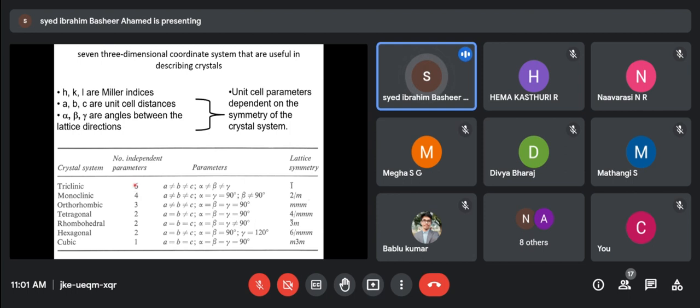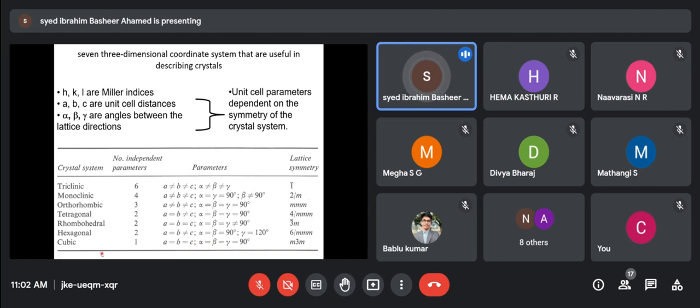Okay, so only for this crystal you have to collect for the entire 360 degrees. If you go to monoclinic, A is not equal to B, not equal to C, but alpha and gamma are equal to 90 degrees, and beta is not equal to 90 degrees. Then orthorhombic: A is not equal to B, not equal to C, and alpha, beta, gamma are equal to 90 degrees. And then cubic: A is equal to B, equal to C, and alpha, beta, gamma are the same.